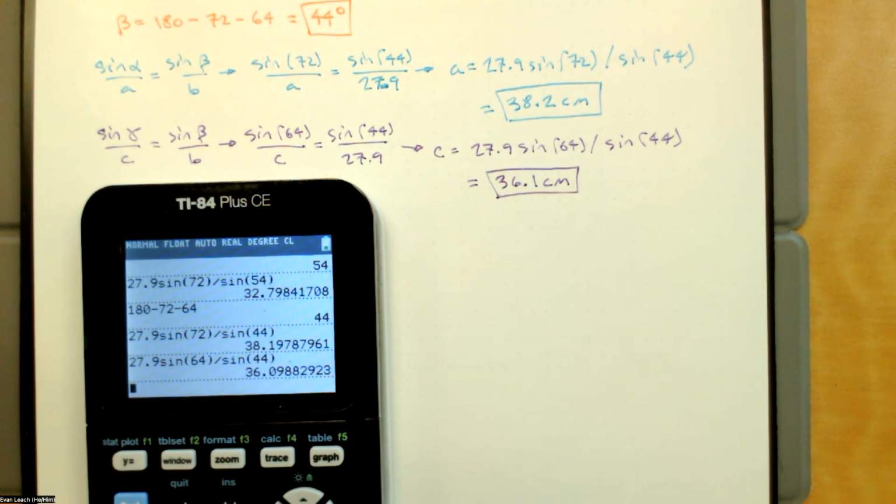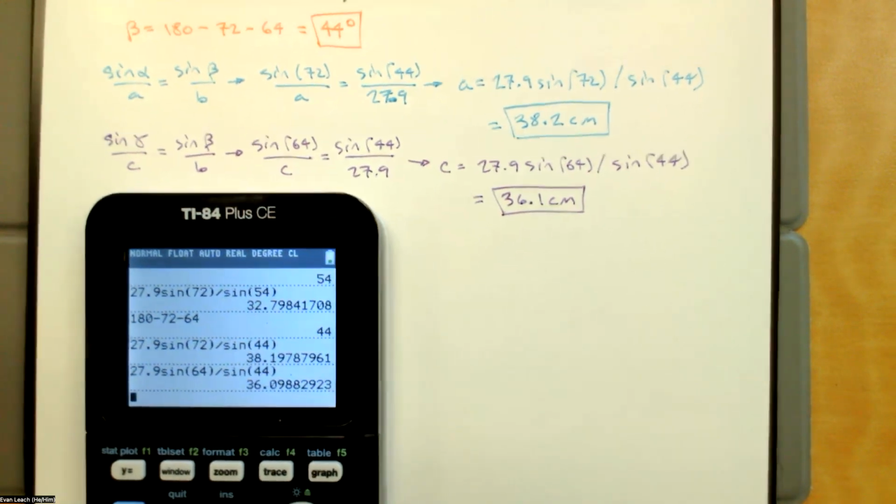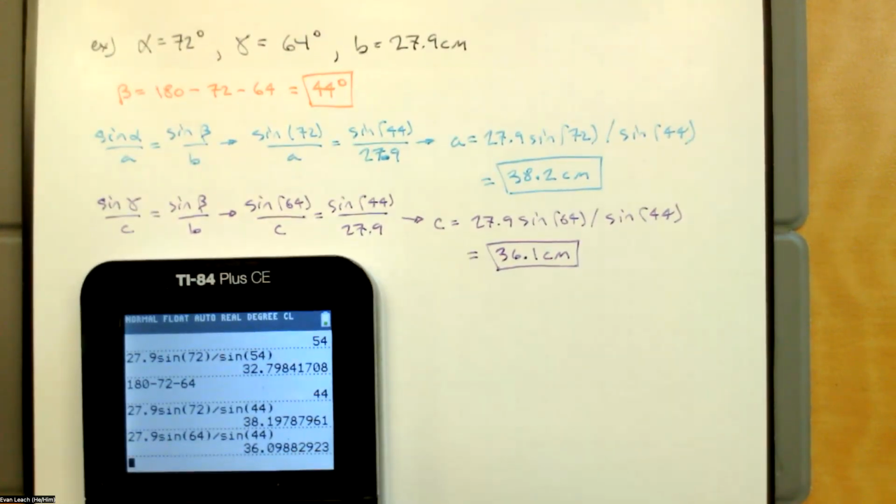We'll want to do a reality check. Want to make sure that our answers make sense. Is the biggest side opposite the biggest angle? The biggest angle is 72 and the biggest side is A at 38. So yeah. And the smallest side is opposite the smallest angle. Side B is smallest at 27.9 and angle B is smallest at 44. So at the very least, our solution passes the reality check.